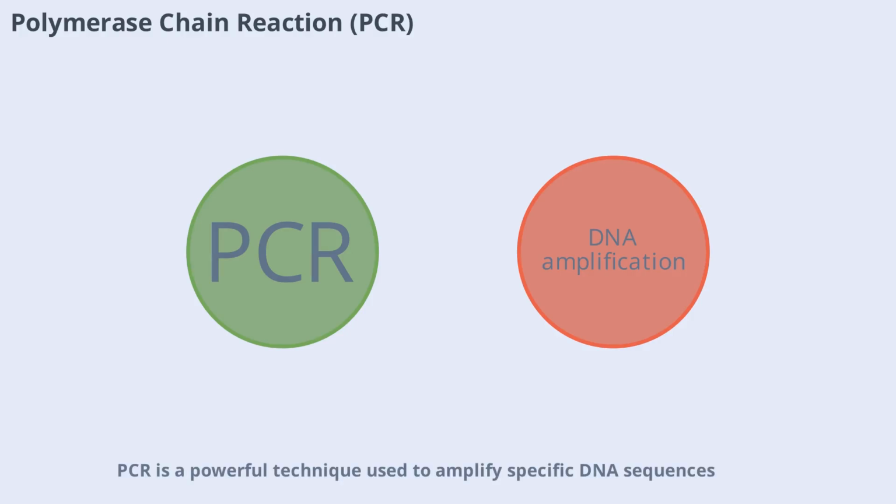PCR is a powerful technique used to amplify specific DNA sequences. By mimicking the natural process of DNA replication, PCR allows scientists to make millions of copies of a gene in just a few hours.